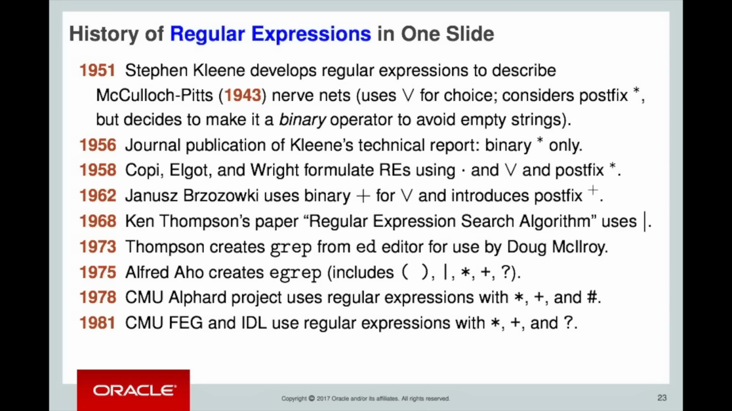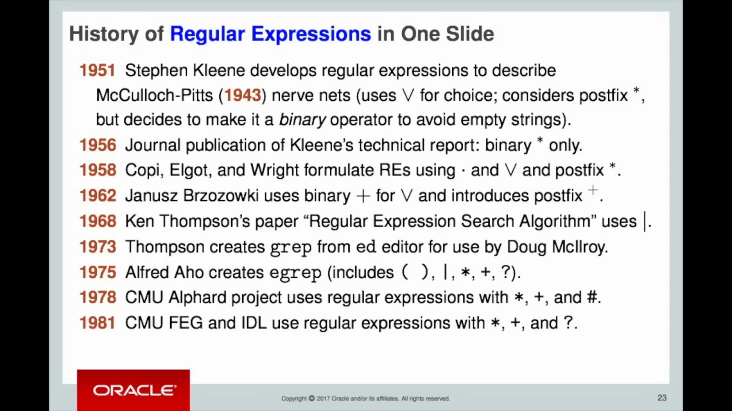Regular expressions actually developed out of trying to understand neural networks. An early version of neural networks by McCulloch-Pitts were discrete nerve nets, and in 1951, Stephen Kleene developed regular expressions to try to describe the states of these nerve nets. He used a wedge symbol for choice, and he considered using a postfix unary Kleene star of the kind we're used to, but he decided to make it a binary operator so that his notation would avoid generating empty strings, which kind of mucked up his formalism.